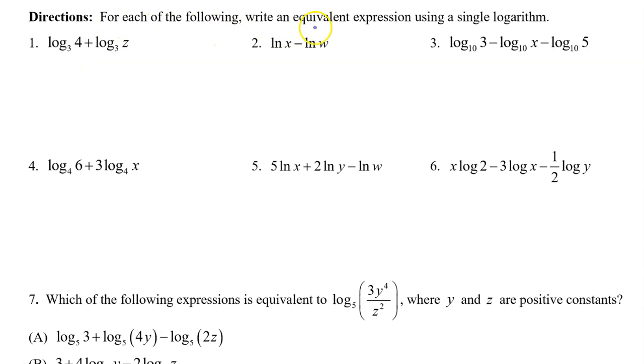For each of the following, write an equivalent expression using a single logarithm. The sum of two logs can be written as a single log using the multiplication property. So we can write the log base 3 of 4 times z. The difference of two logs can be written as a single log using the quotient rule. This will be the natural log of x over w.